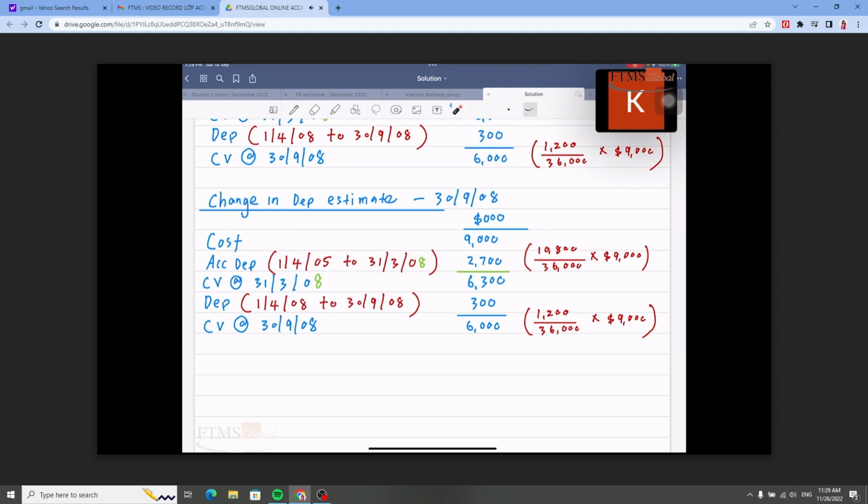Okay, right. So that's the starting point. We have the carrying value at the day of change. Then remember what I need to do. Then we continue to depreciate from 1st October 08 to your year end, 31st March 09.